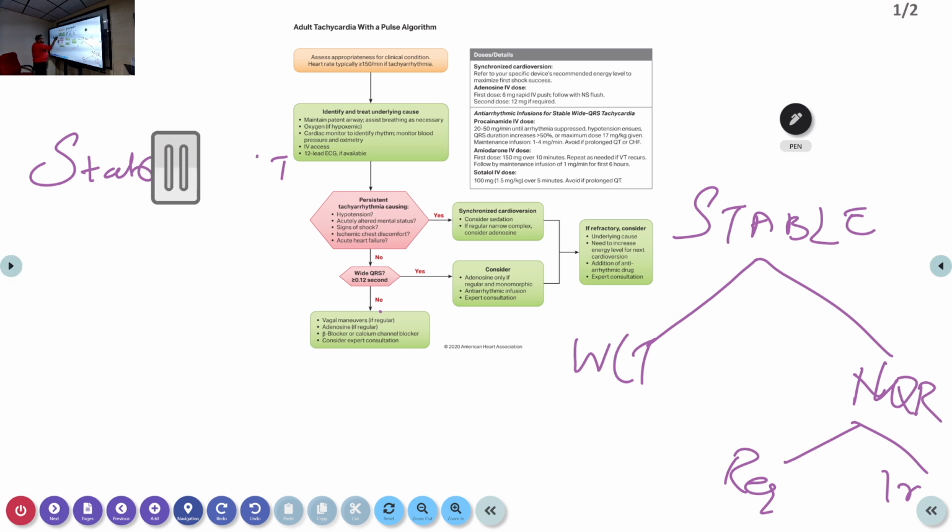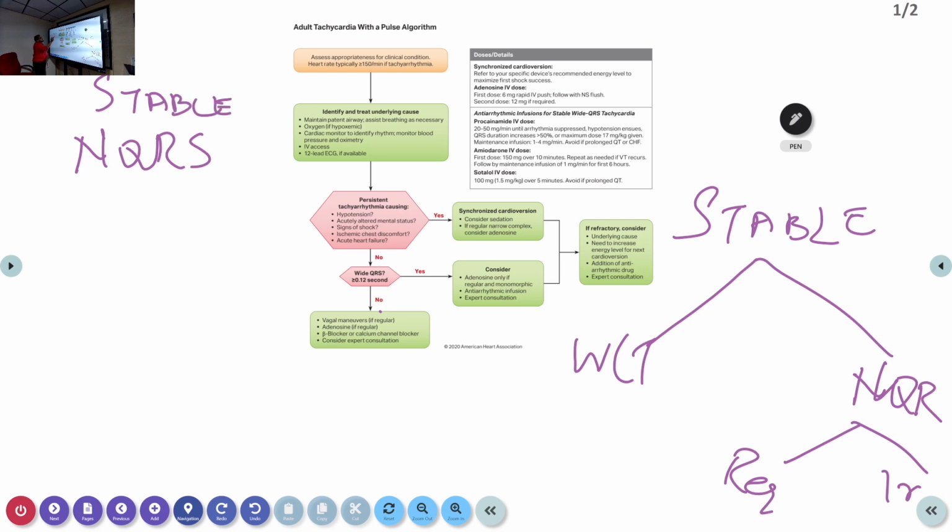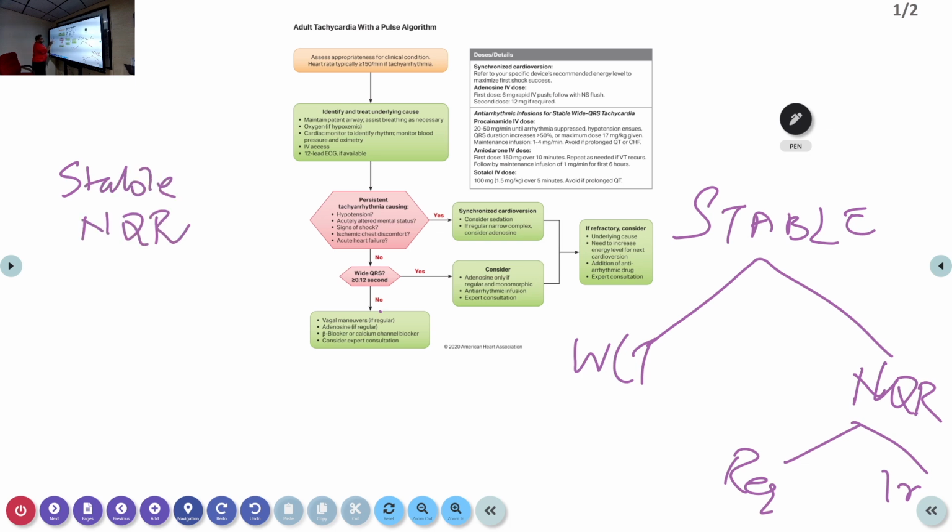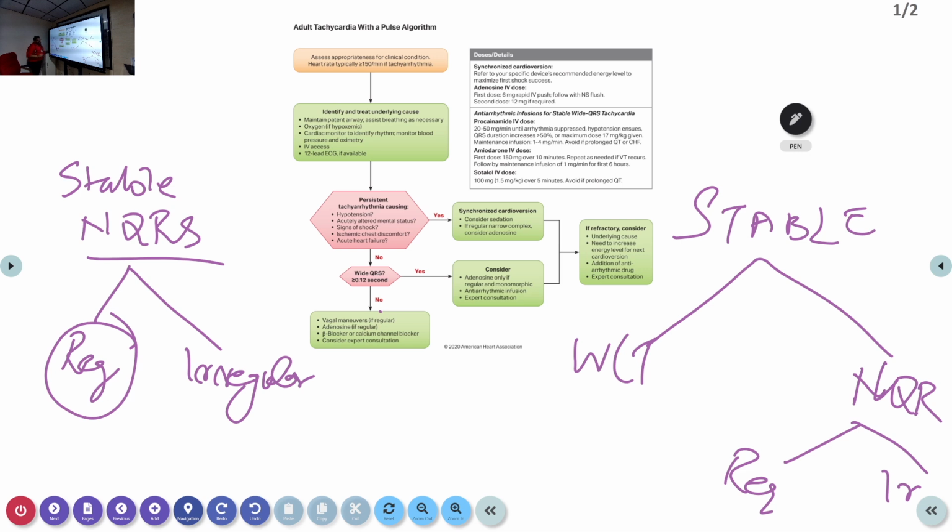Now what do we have to go ahead with? We have, on that side, narrow QRS tachycardia, which is stable narrow QRS tachycardia. That is what we are discussing. So stable narrow QRS. Again, it can be regular or irregular. If it is regular, it is what is otherwise called SVT. Regular is SVT. So for SVT, what can you try?